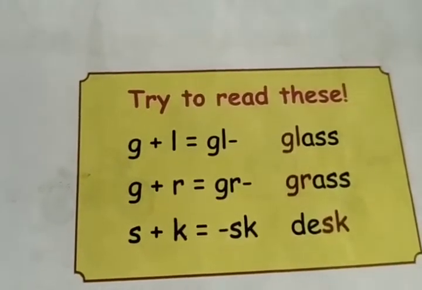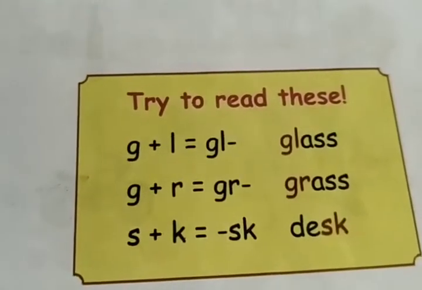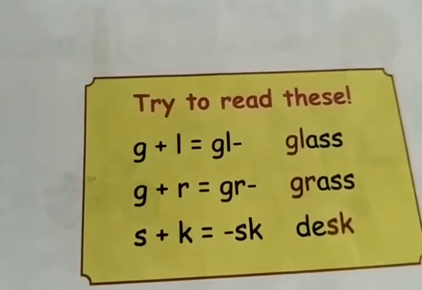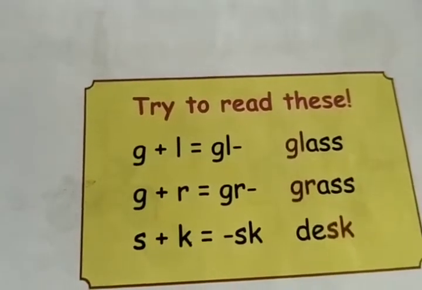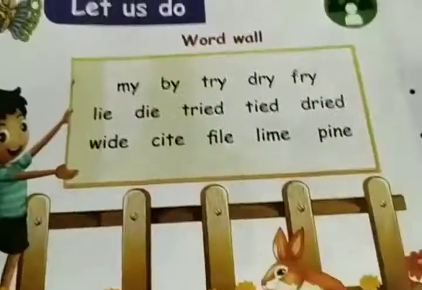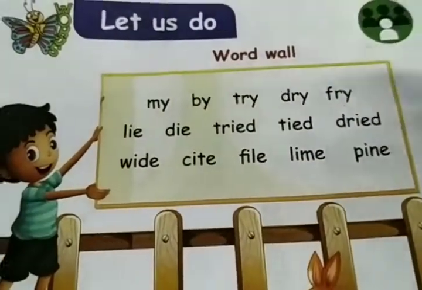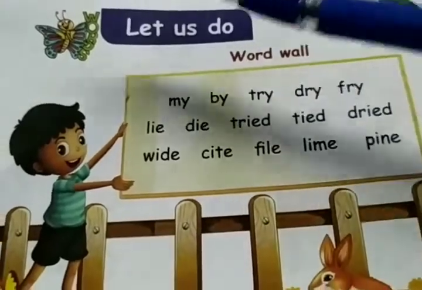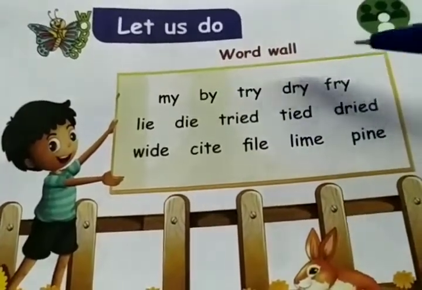So that is G plus L, gl as in glass. G plus R equal to gr as in grass. S plus K equal to sk as in desk. Okay. And next also, one more word wall for you. My, buy, try, dry, fry.